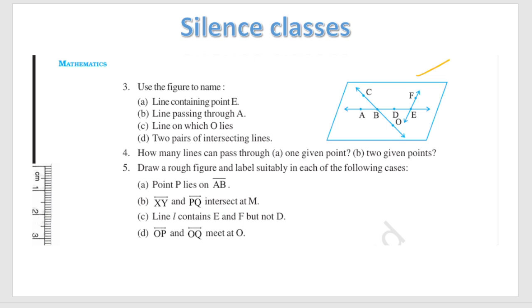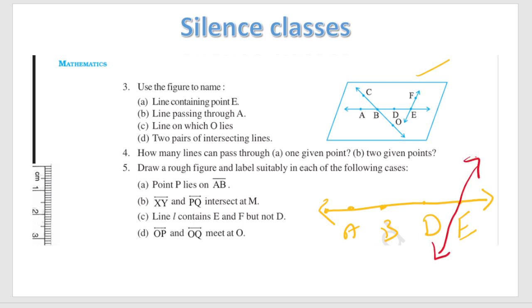The question number 1 is saying: line containing a point E. If you see this point E, if you draw it like this, there is a line having A, B, D and E. These are having A, B, C, D, and one line is going like this, that is F and E. This point is F and this point is E, okay? So, a line containing point E.